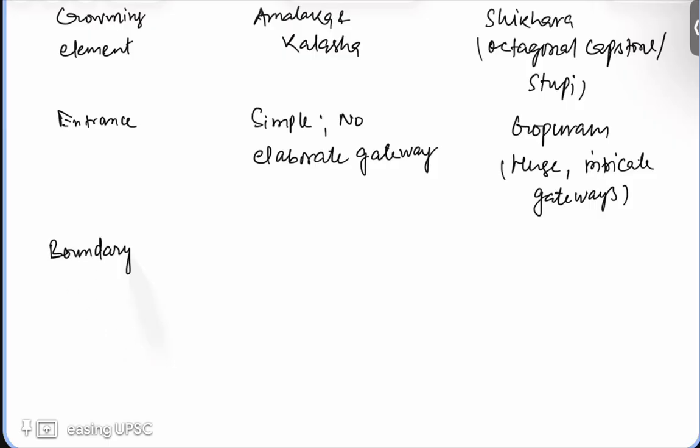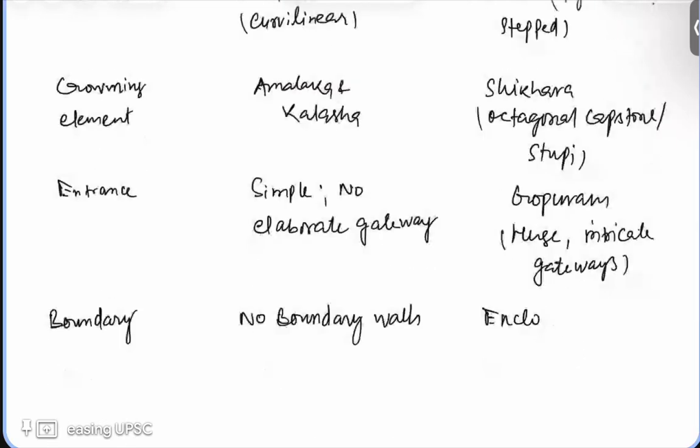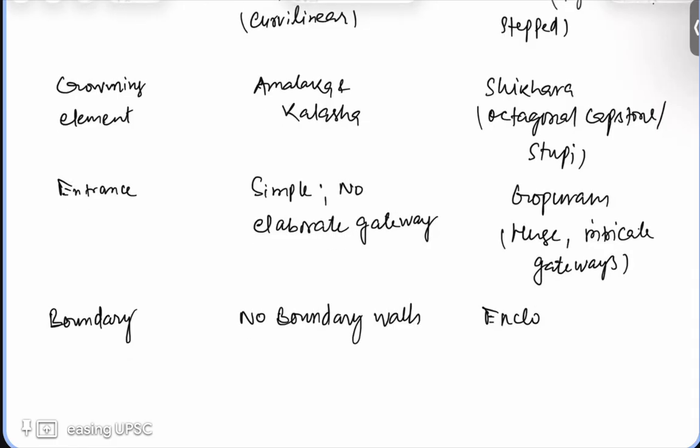Boundary. Tell me, are there any boundary walls in Nagara style? No, sir. No boundary walls. Pratiksha, tell me, is there any boundary? In Nagara style there are no boundaries, but in Vesara style temple boundaries are given high importance. I'm not talking about Vesara style, we are comparing Nagara and Dravida. Yeah, in Dravida there are, enclosed within high walls.